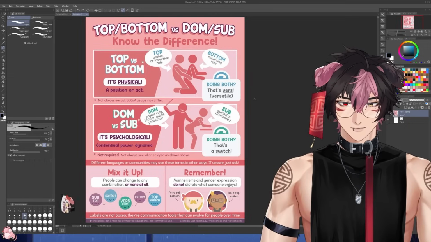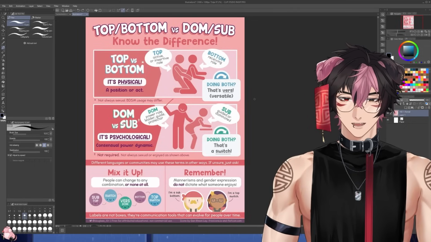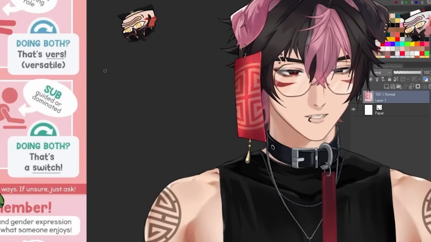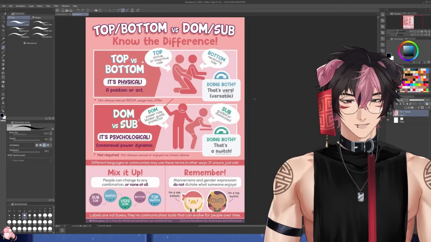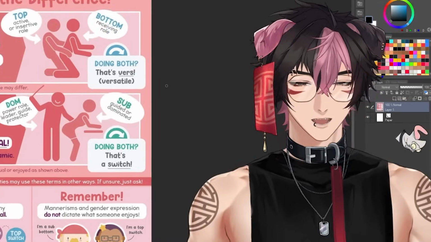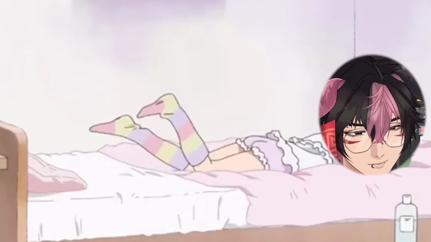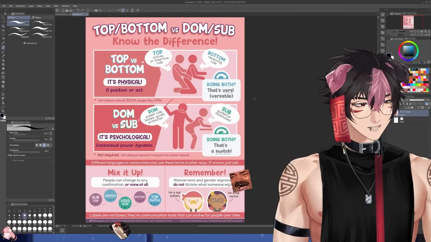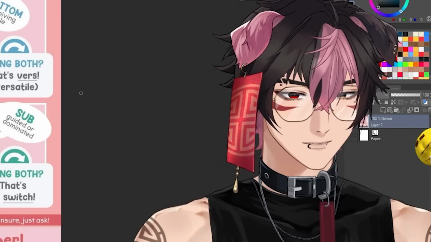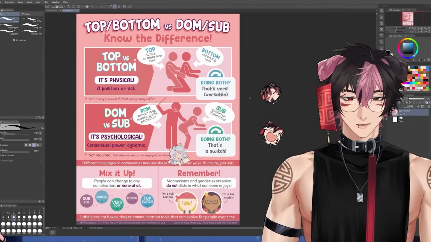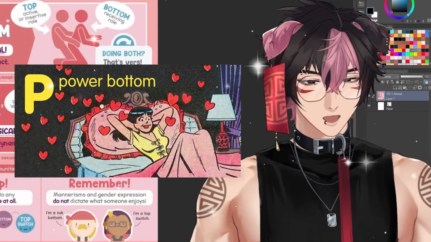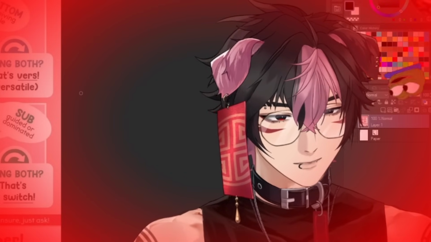So for example, if someone is a sub top, that means they are submissive. They like to be taken control of, but they're still the ones inserting their fella in someone else. Does that make sense? Anyway, that one's me. I'm a sub top. Another example that people don't think of a lot is dom bottom, because people always associate subs with bottoms, but bottoms can be dominant. And that's what you call a power bottom, which is my favorite personally.